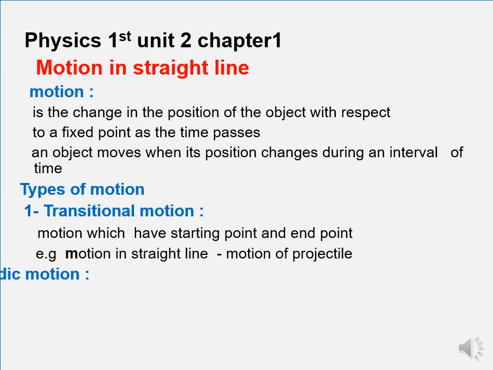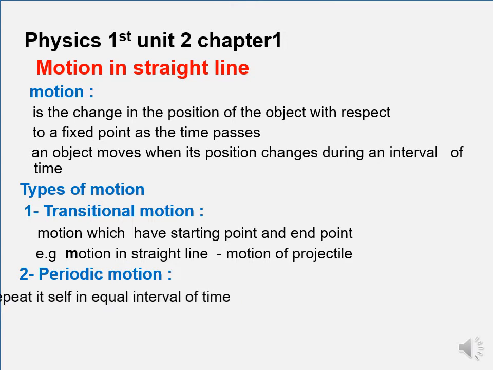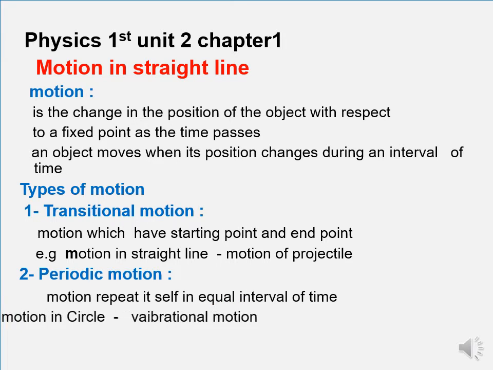The second type of motion is periodic motion. Periodic motion is the motion which repeats itself in equal intervals of time, like motion in a circle or vibrational motion.